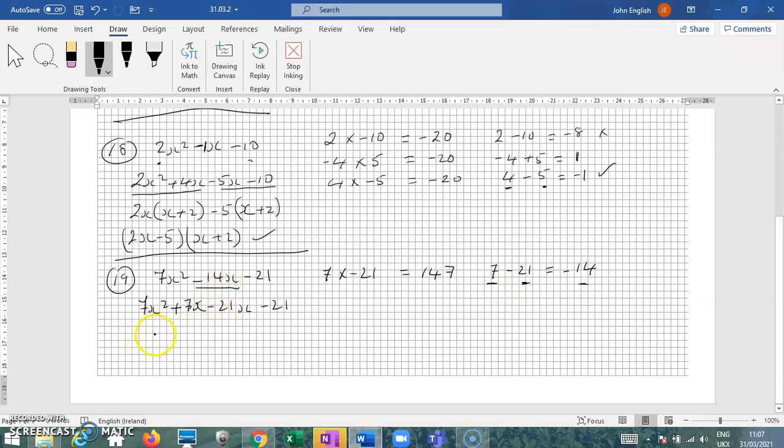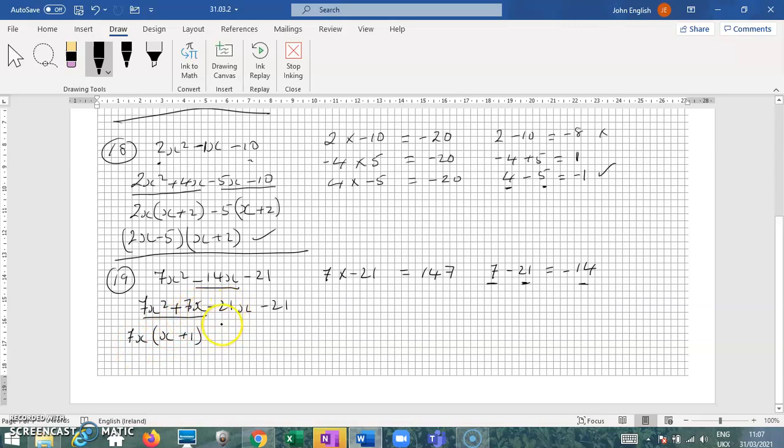And now we're going to just look at the first two terms here. So we're going to say what will divide evenly into both. And we can see that 7x will go into both. So 7x into 7x squared just gives us x. And 7x into 7x just gives us a plus 1, because it's a positive divided into a positive.